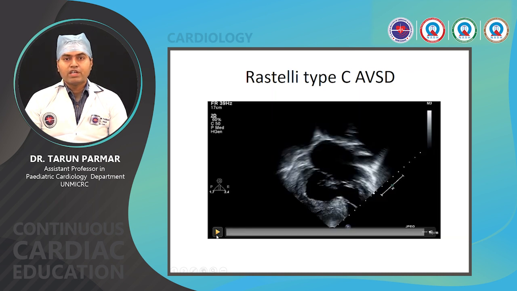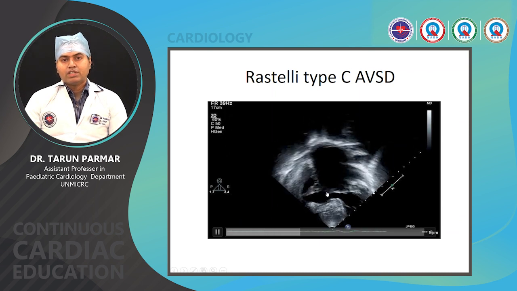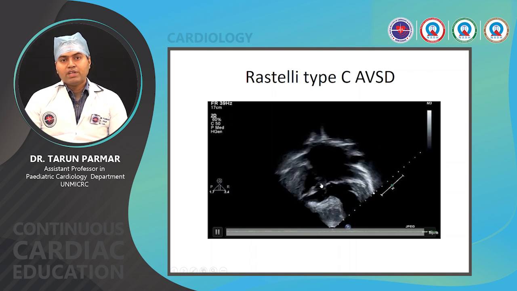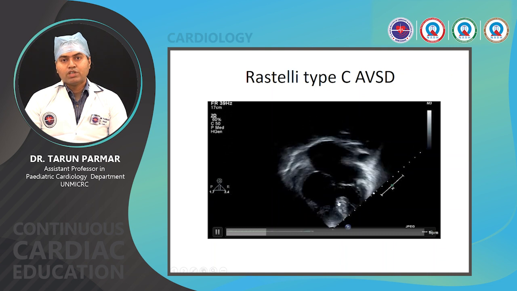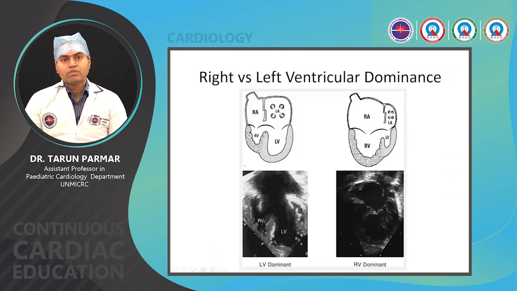Here is the echocardiographic image of the Rastelli type C. Here you can see there is a large inlet VSD, there is a large primum ASD, and the RV is hypertrophied. This is the free floating bridging leaflet. There is no caudal attachment to the interventricular crest and it is attached to the RV free wall.